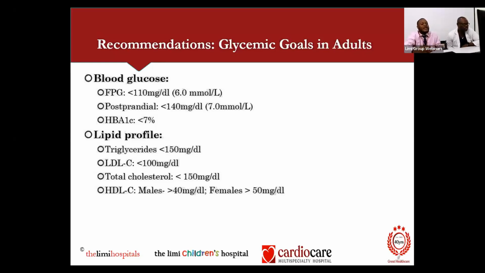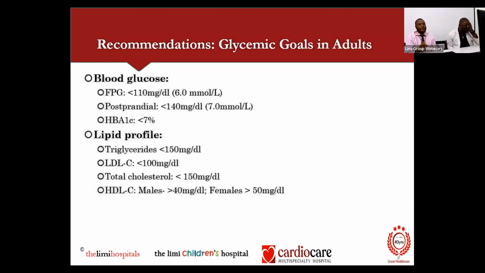Then for the HbA1c, that's the glycated hemoglobin, ideally the normal is less than 6.5. But for diabetics, our target is less than 7%. So a diabetic patient that has 6.5, we can attest to the fact that that patient has very good control. This is an idea.